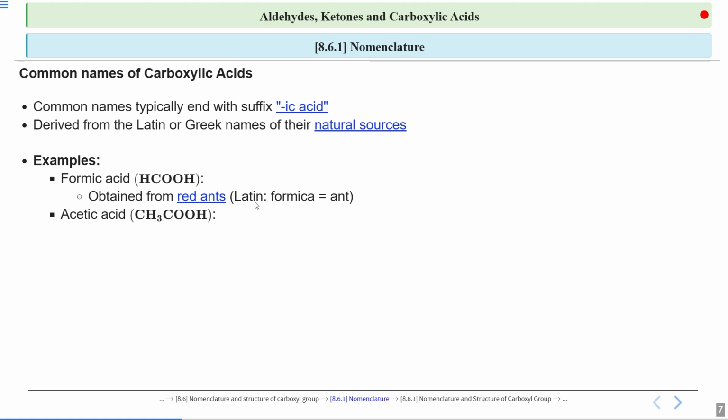Similarly, next we have acetic acid. The chemical formula is CH3COOH, so the R group over here is the CH3 group. It is derived from vinegar, and its name comes from the Latin word acetum, which means vinegar. So you can see this shows the direct link between the substance and its source.